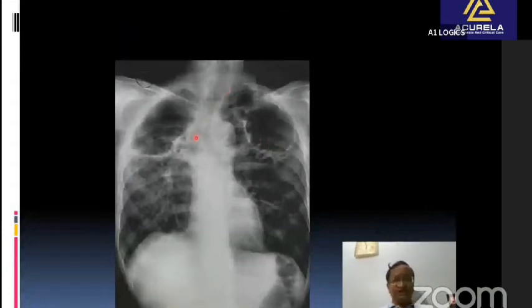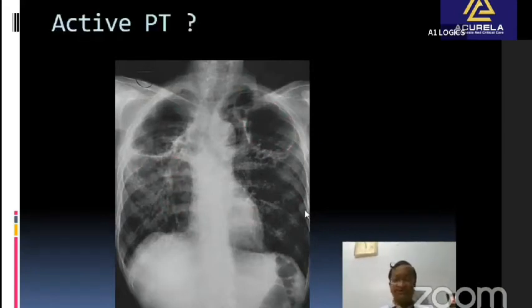Now you see the trachea is pulled like this. Mediastinum is irregular. Big cavity here, lot of infiltrates. Here also there is one cavity. Yes, it looks like an active tuberculosis.